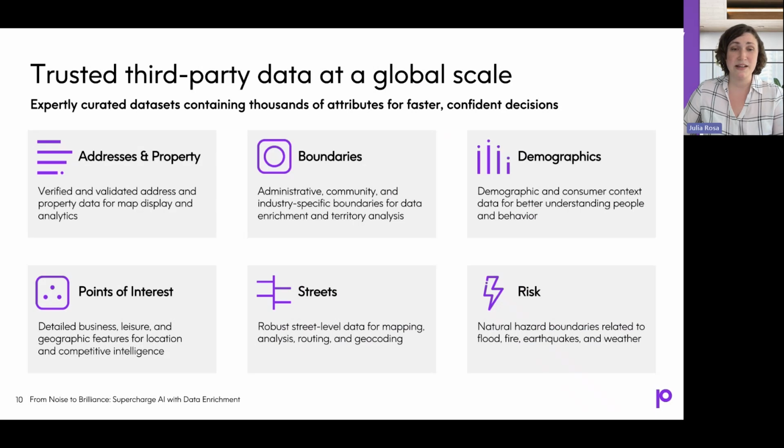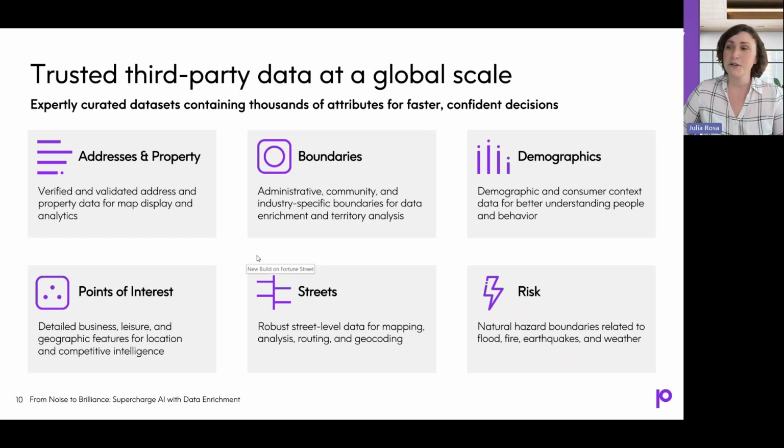Trusted third party data is something that Precisely offers at a global scale. With our curated data sets, we can add thousands of additional attributes to really any solution, enabling faster and more confident decision making. Our portfolio is separated into 6 main categories: address and property data, boundaries, demographics, points of interest, streets, and risk. With all these combined, we can create a holistic view of any location and any of your customers, where they live, play, and work.